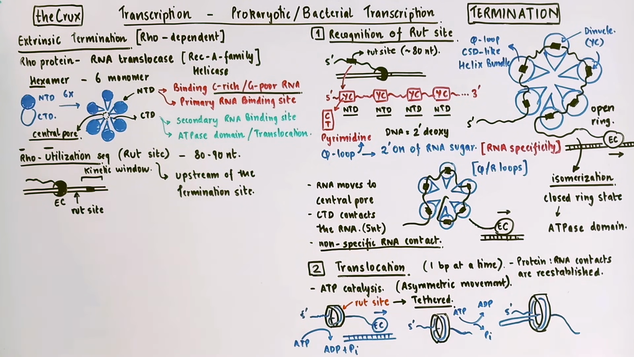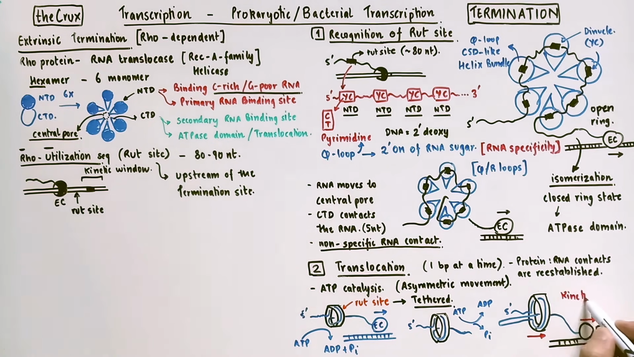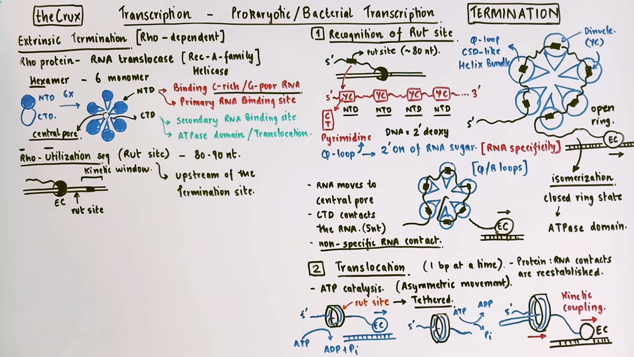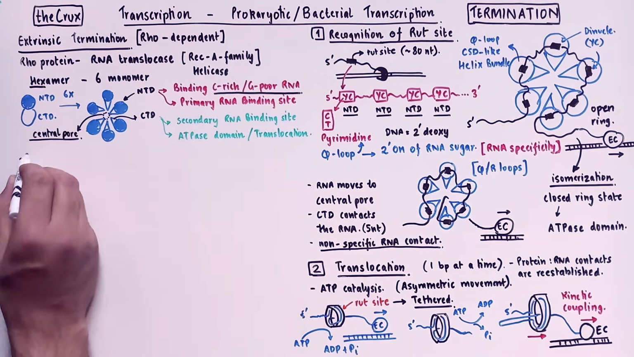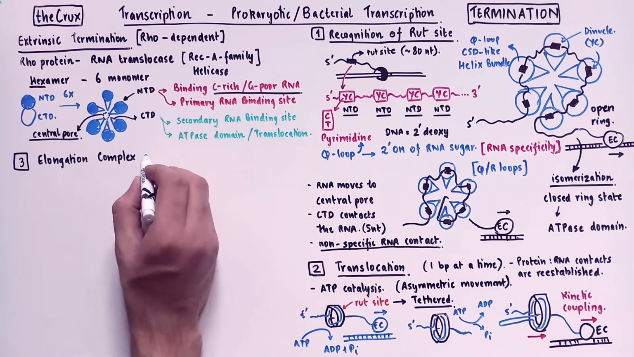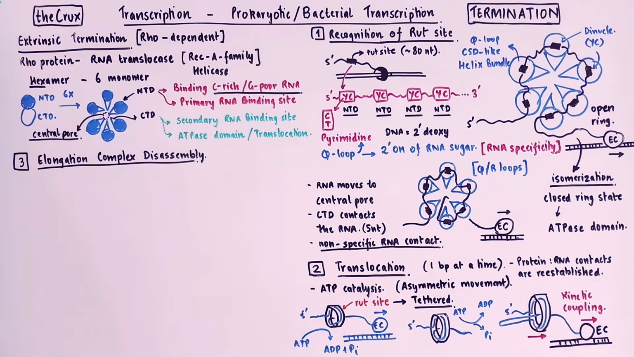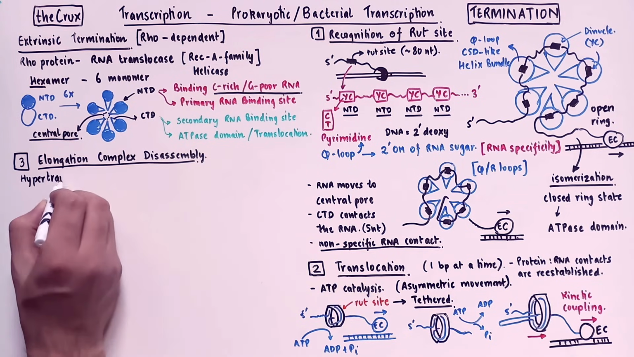And if you think about this, now you get 2 complexes, the Rho and the elongation complex, moving in the same direction. And therefore, there's a translocation competition going on. And this competition is known as the kinetic coupling. And when the Rho protein wins this competition, you get to the final step of the termination process, which is the elongation complex disassembly. And then we have the same 2 models to explain the stage as well.